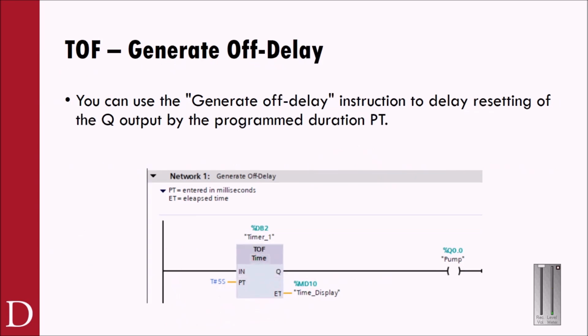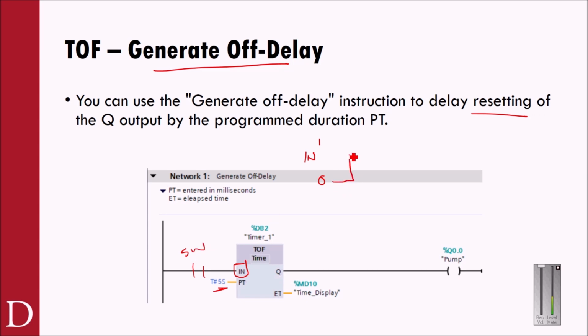All right, the TOF timer, or the generate off delay timer. You use the generate off delay instruction to delay resetting of the Q output by the pre-programmed duration in the preset time. So again, this is a 5-second time. Now, the most misunderstood, right? So if I call this my IN or my enable, this is the most misunderstood timer, regardless of PLC platform that you're using. So I have a 0 and a 1 condition on my input.